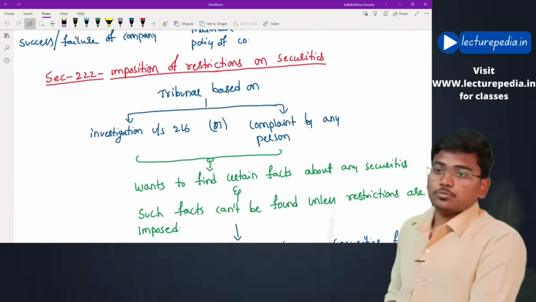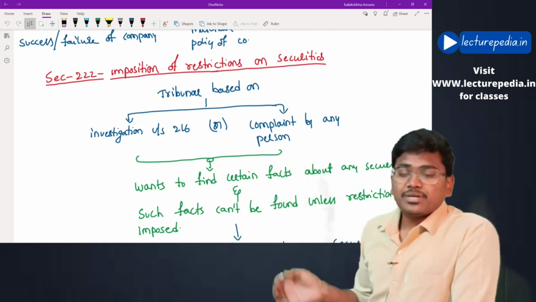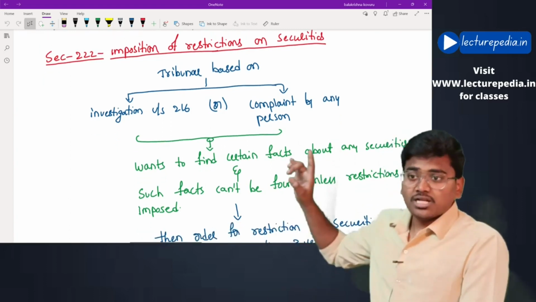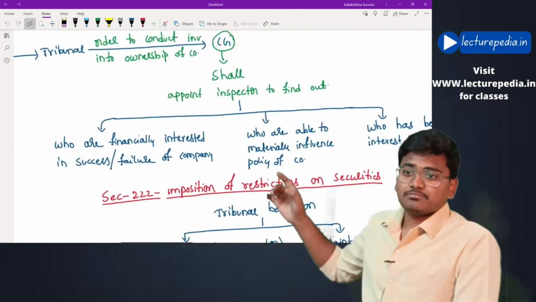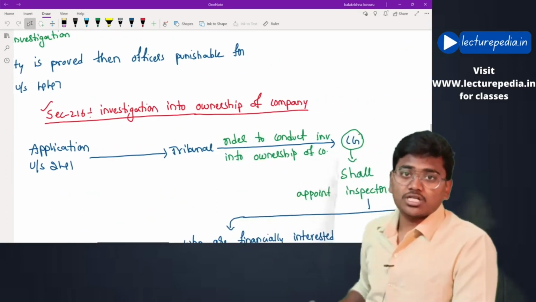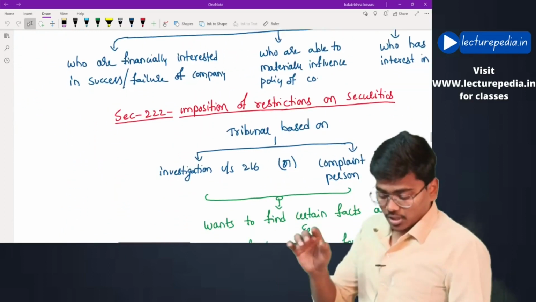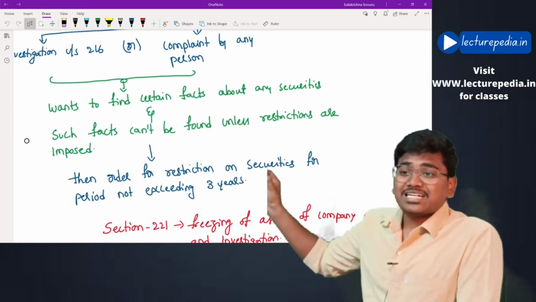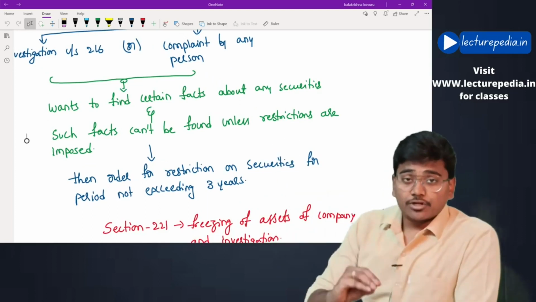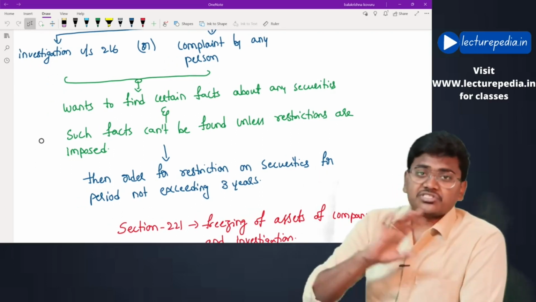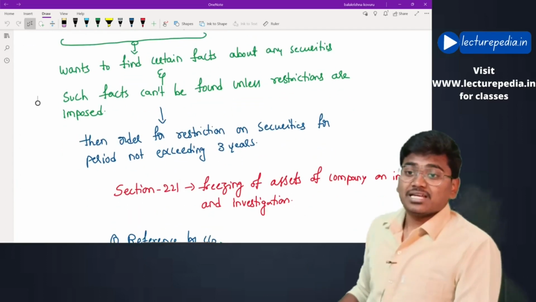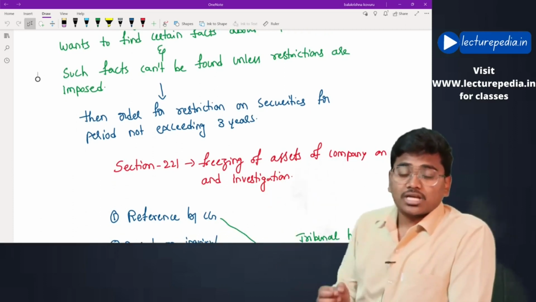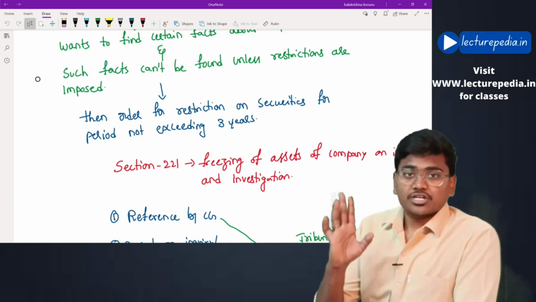Next, section number 222, imposition of restrictions on the securities. Basically, this is an additional power that is available with the tribunal during the investigation. Let us see. Based on the investigation under section 216, that is the one which we have discussed here, investigation into ownership of the company, or a complaint by any other person, if the tribunal feels that it wants to find certain facts about the securities of the company, and it will not be able to find those facts until it puts some restrictions on the securities of the company, then by order the tribunal can restrict securities for a period not exceeding 3 years. Okay, the restriction on the securities can be placed for a maximum period of 3 years.